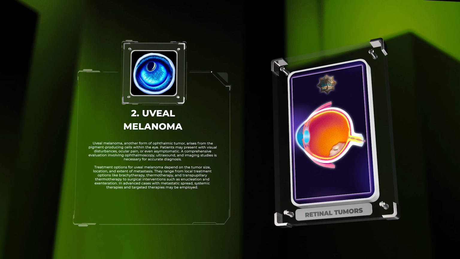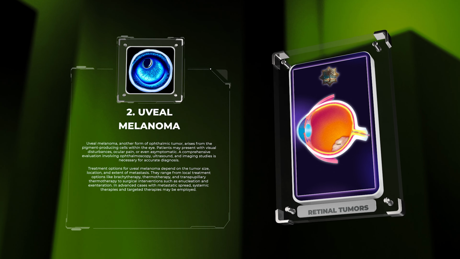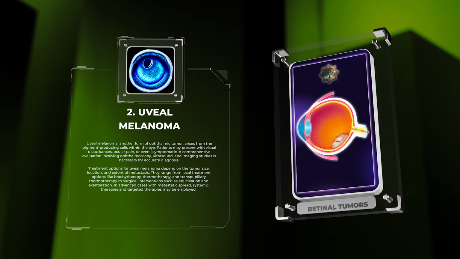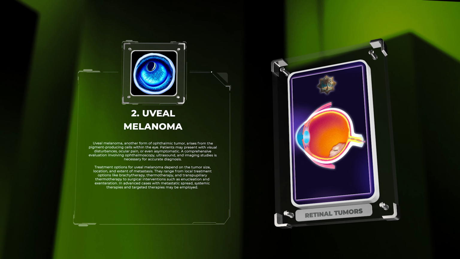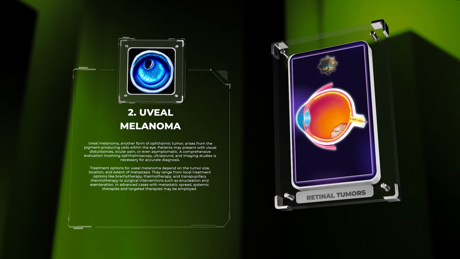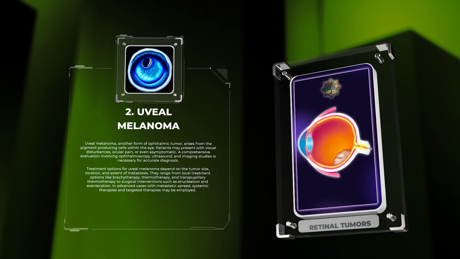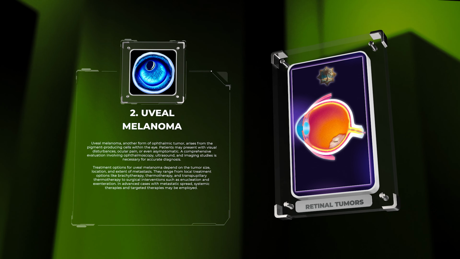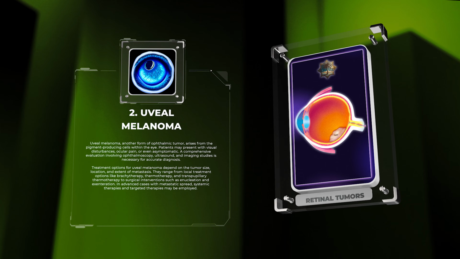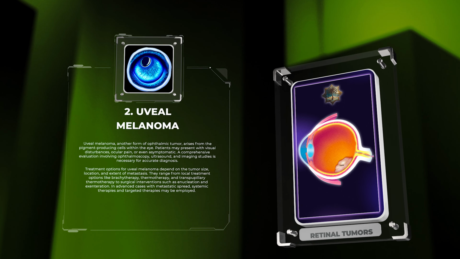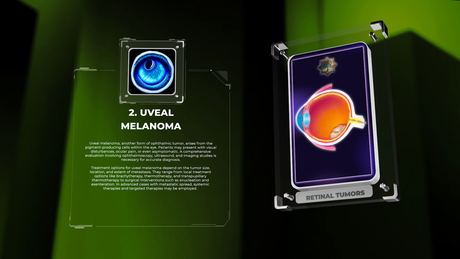Treatment options for uveal melanoma depend on the tumor size, location, and extent of metastasis. They range from local treatment options like brachytherapy, thermotherapy, and transpupillary thermotherapy to surgical interventions such as enucleation and exenteration. In advanced cases with metastatic spread, systemic therapies and targeted therapies may be employed.